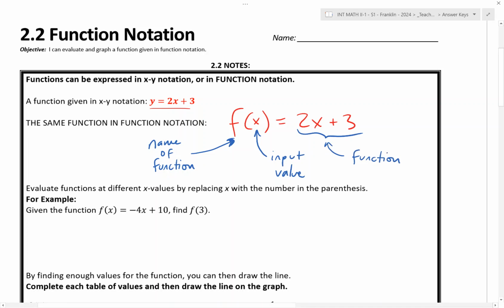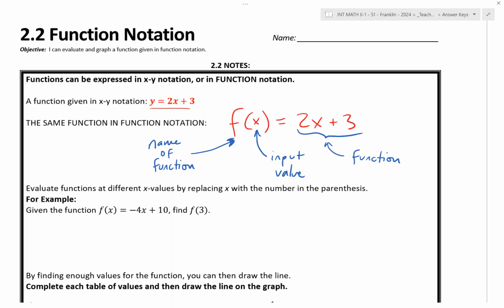So this entire statement here would be read as the function f of x is 2x plus 3. And that's how you would read that. And so for our purposes here, this doesn't work too differently from y equals 2x plus 3. It just allows us to use it in a way where we can put in a bunch of different input values and get a bunch of different values for the function. And you'll see what I mean with some examples here.